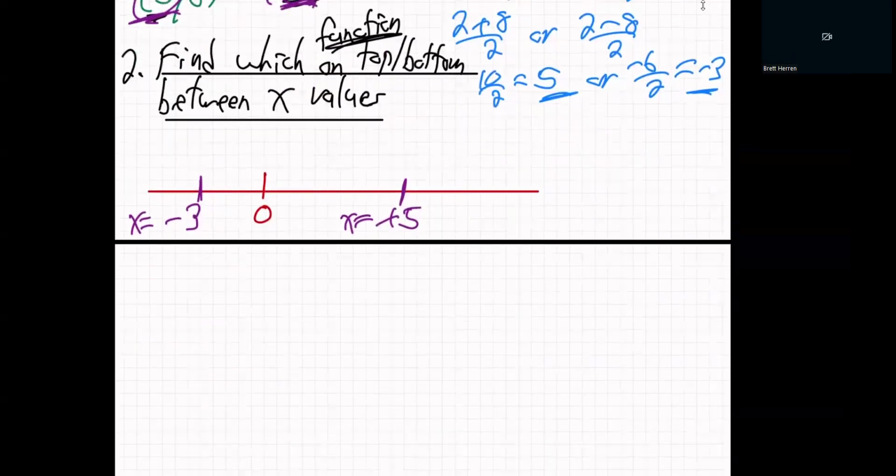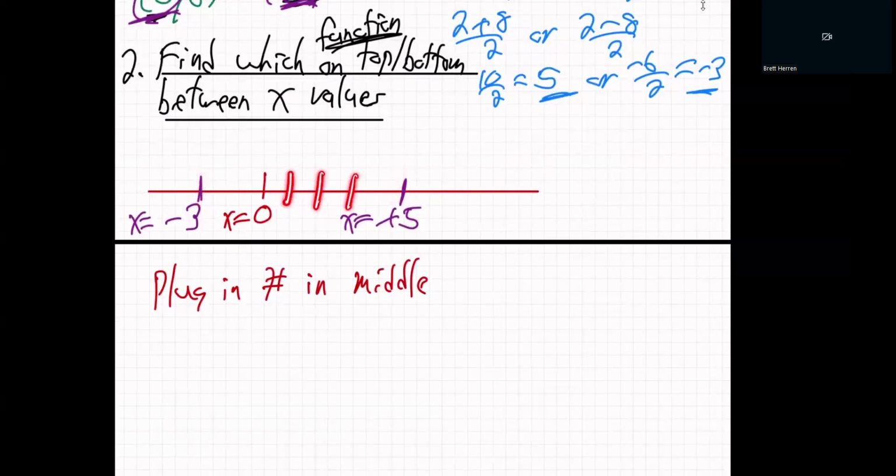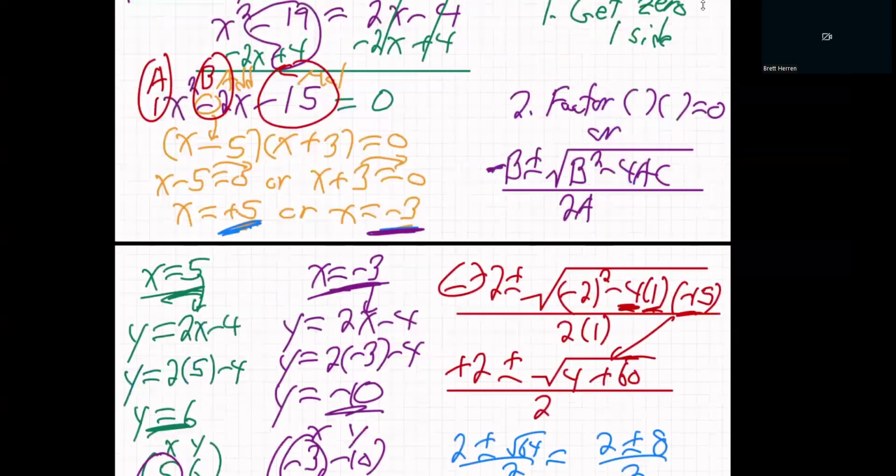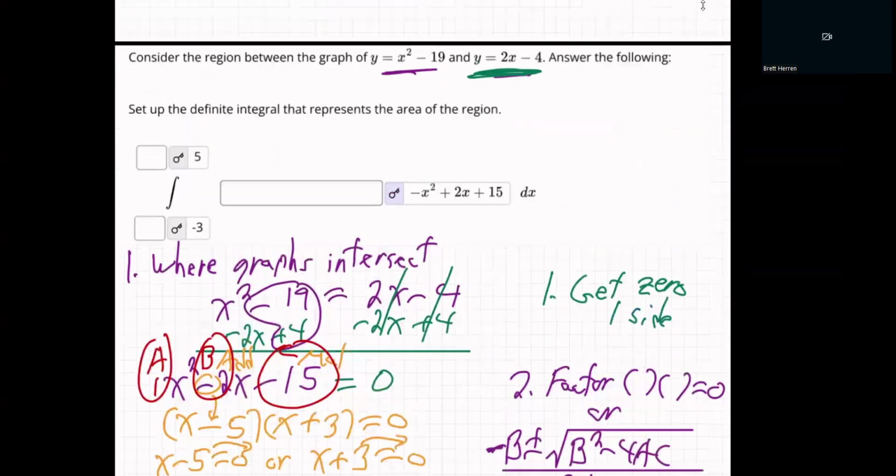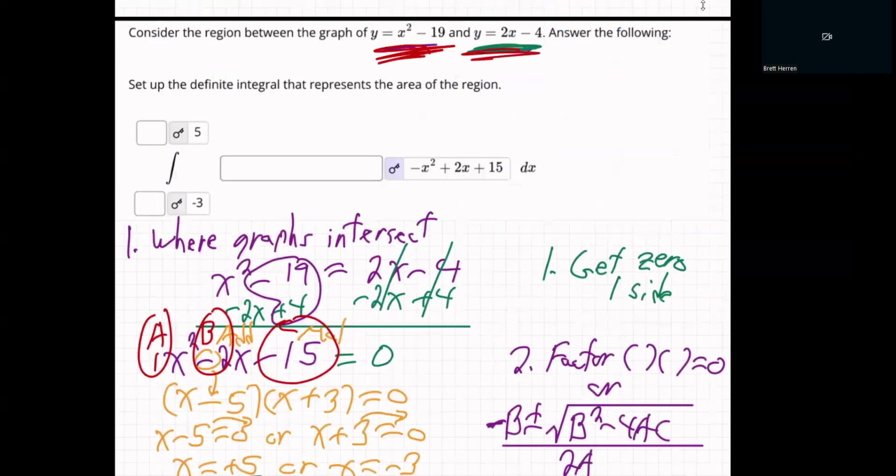Well, you just plug in a number in that region. Plug in a number in the middle. I'm going to plug in 0 because x equals 0 is clearly between x is -3 and x is +5, but it doesn't have to be 0. Plug in +1, +2, +3, +4, -1, -2. Any of those would work. So I'm going to plug in x equals 0 to both equations, the original two equations, meaning this guy and this guy.